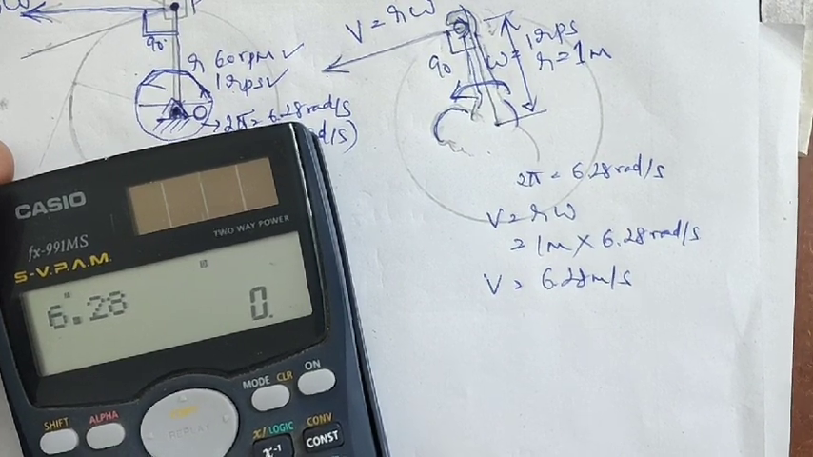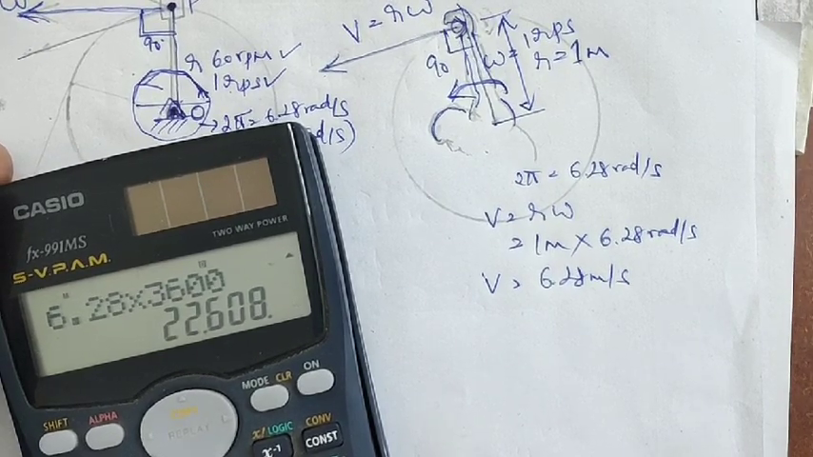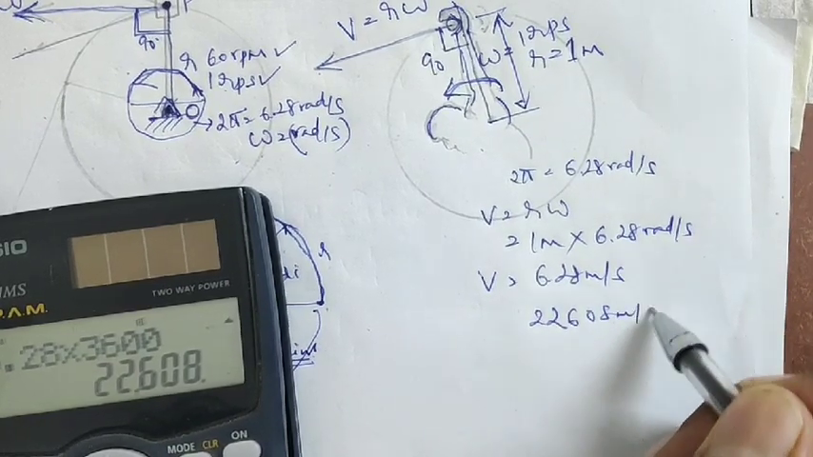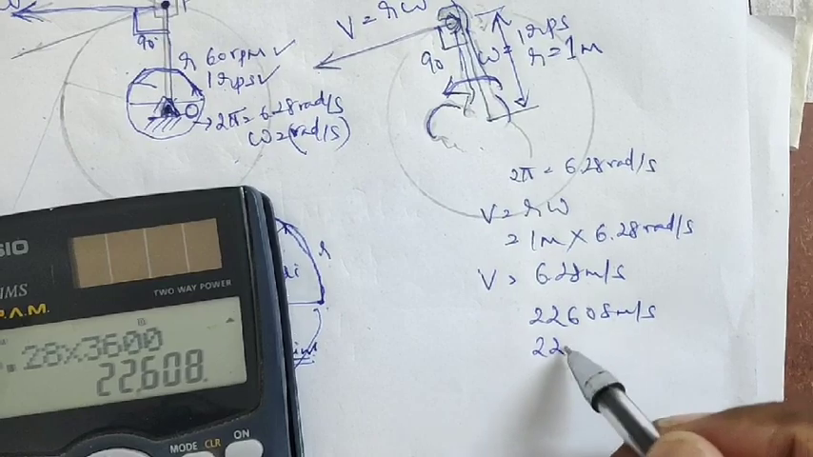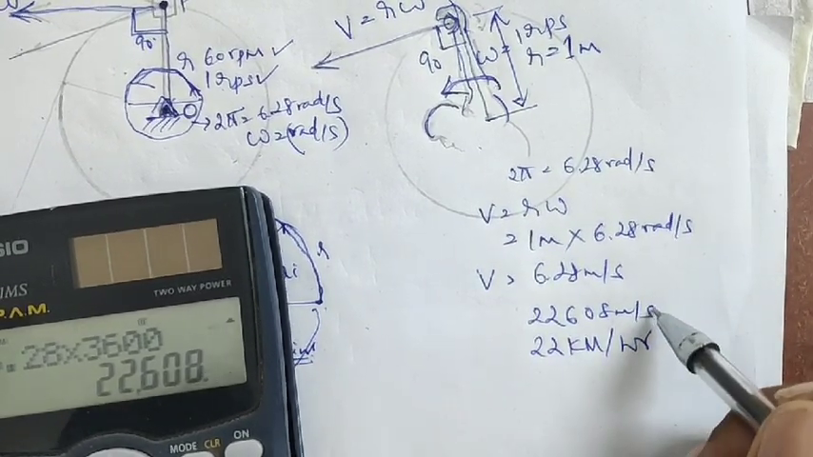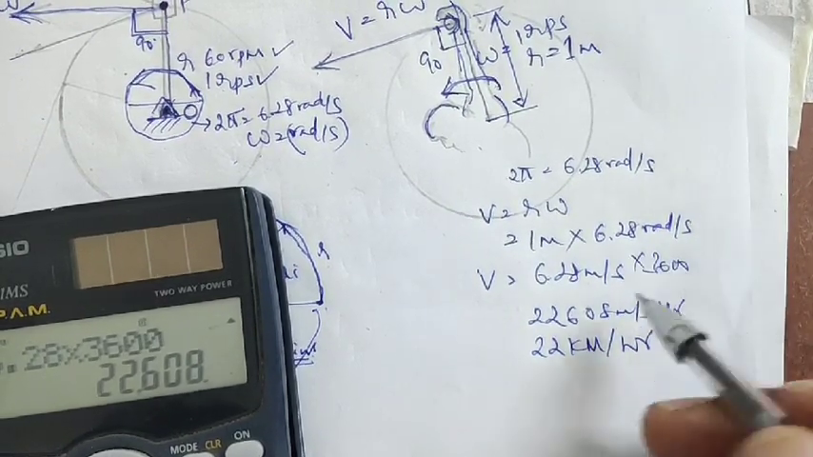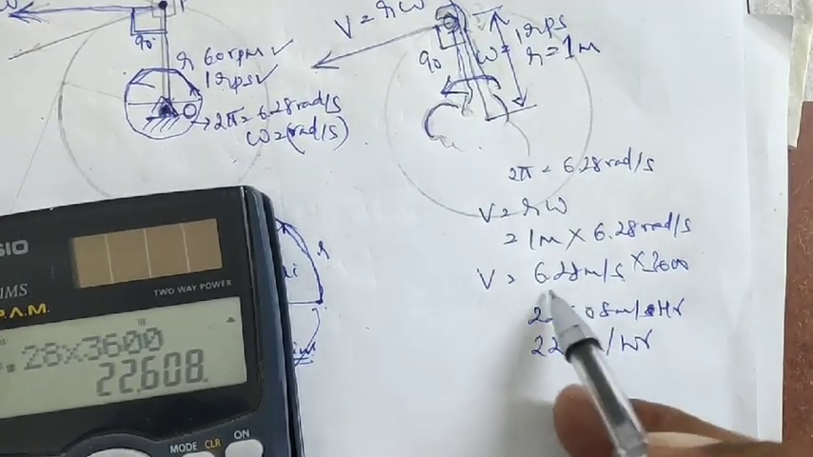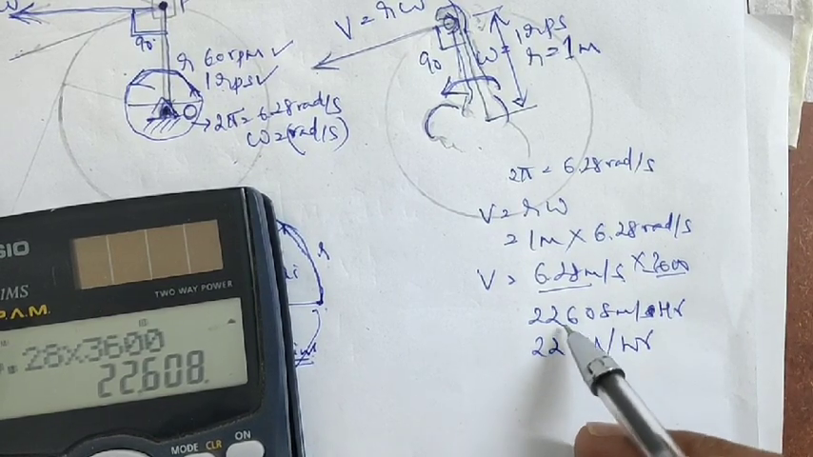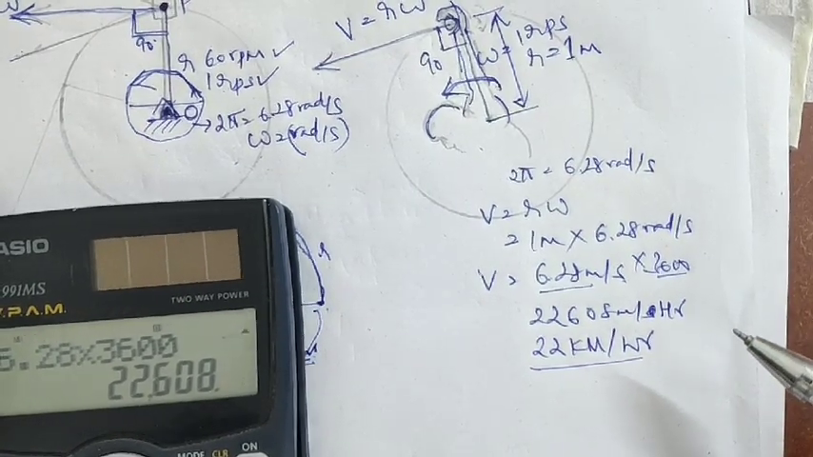If you want it per hour, you multiply it by 3600, so you get 22,608 meters per hour. Sorry guys, it is meters per hour, because we multiply by 3600. For 1 second it moves by so much, multiplying by 3600, you get so many meters. 22,000 meters is nothing but 22 kilometers per hour. 22 kilometers per hour is a very, very slow speed for a bowler.